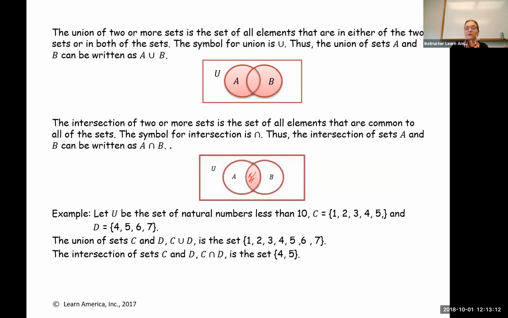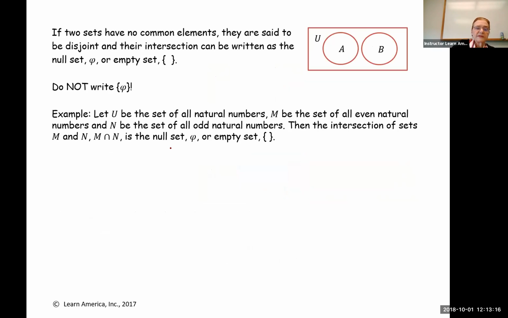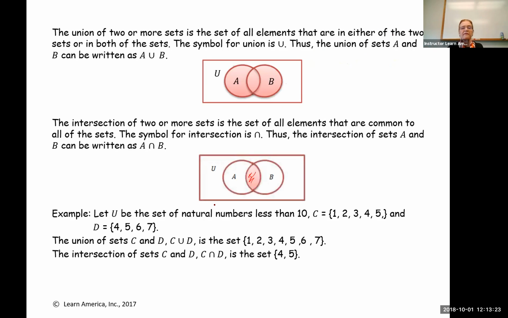So consider the following example. Supposing that we use, whoops, how did I do that? How do we go back? Okay, got back.